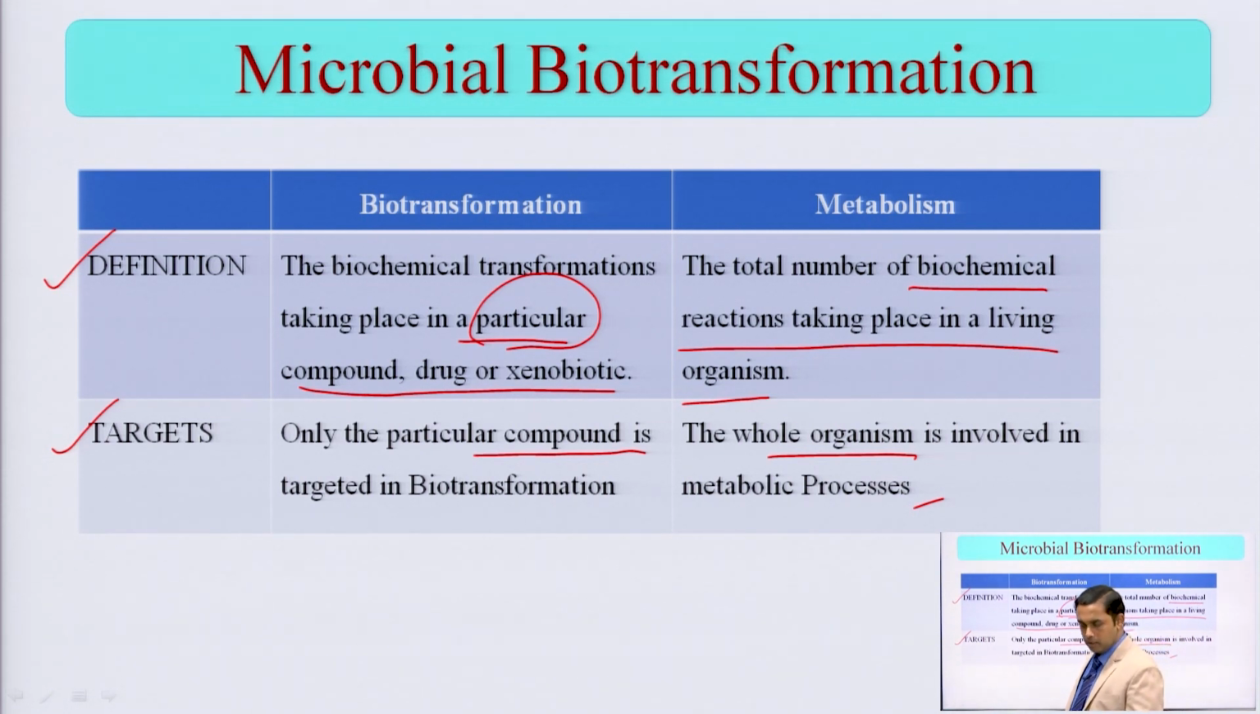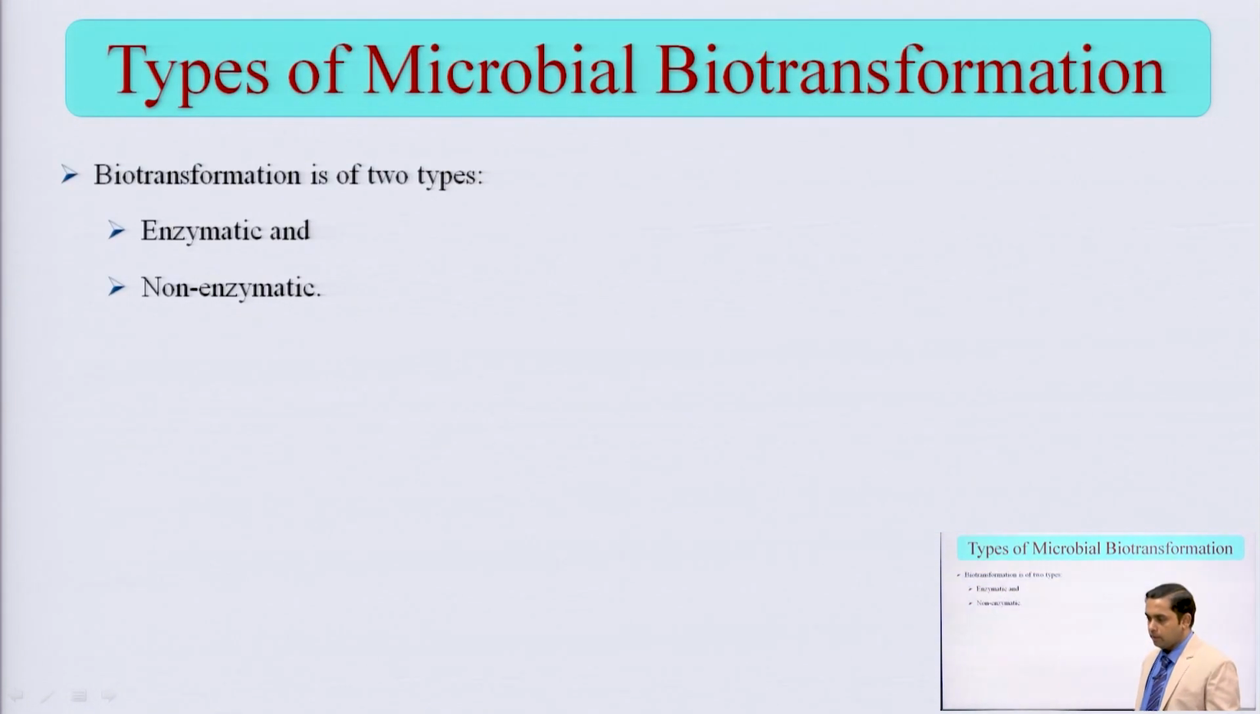Drug metabolism, yes, it is happening in our liver. Our liver has lots of substances which metabolize, like cytochrome P450. It can metabolize our drugs, and sometimes various kinds of food elements, but biotransformation is slightly different. Now, the biggest question: what are the types of biotransformation?